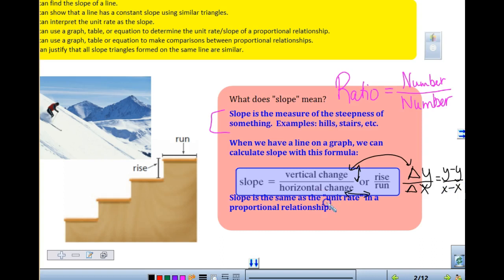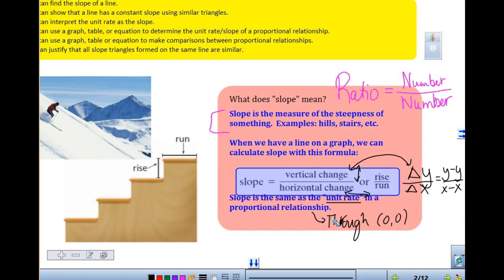Slope is the same as unit rate in a proportional relationship. What makes it proportional? It had to go through what point? Through 0, 0, right? The origin. So if we are looking at it being proportional, it has to go through 0, 0. Now a lot of ours you're going to see are proportional, but one of the first ones we see is not necessarily proportional. You can still find that slope of a line.